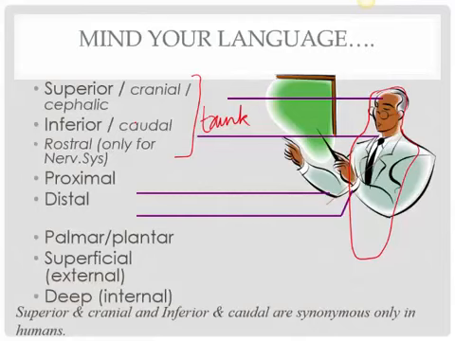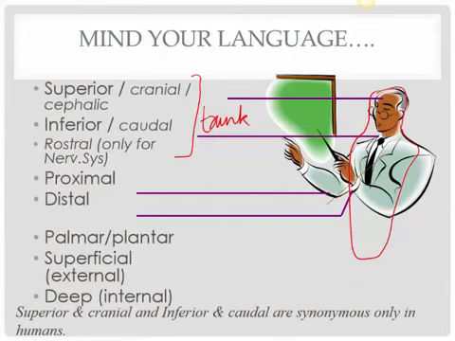Got that? Okay? In the nervous system, anything lying in front, we use the word rostral. But closer towards the nose, we use the word rostral. And that's only for the nervous system. So when we do the nervous system, we may use that term. And what does that mean? Closer towards the nose. Front.